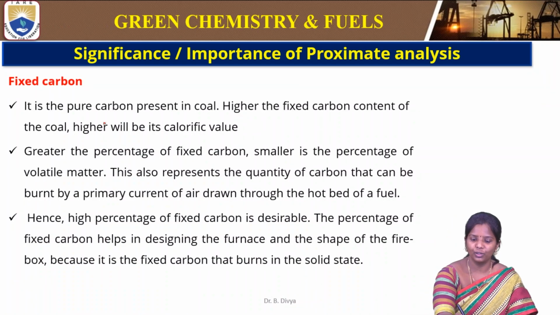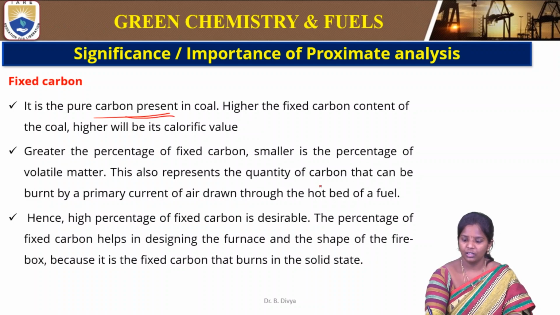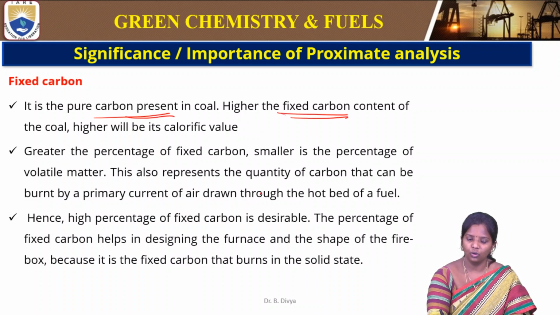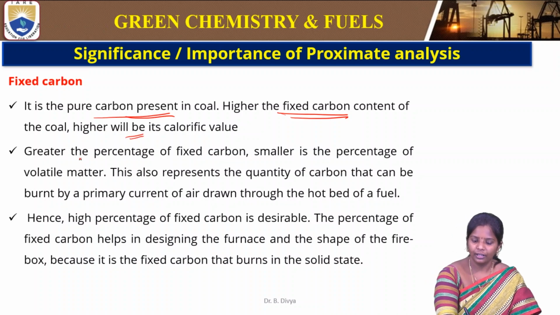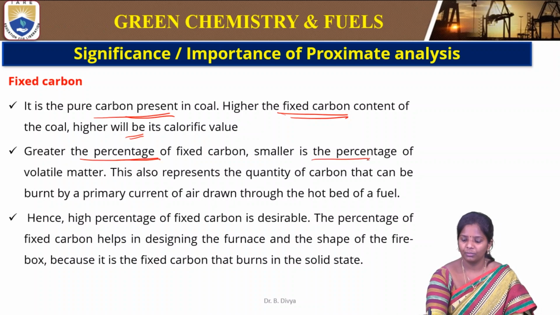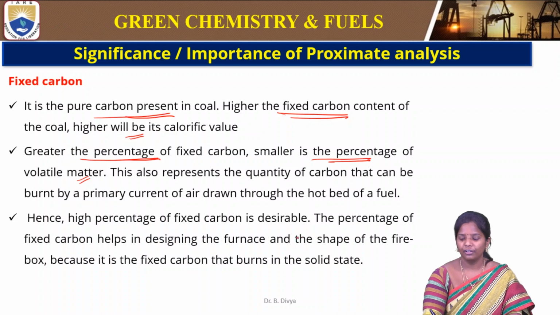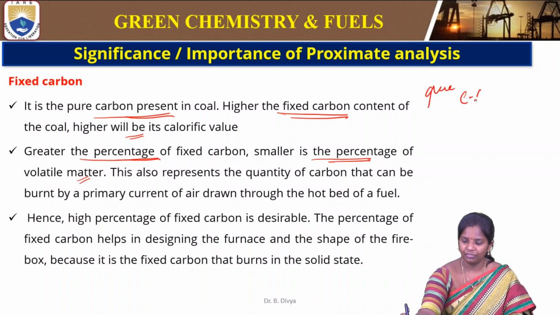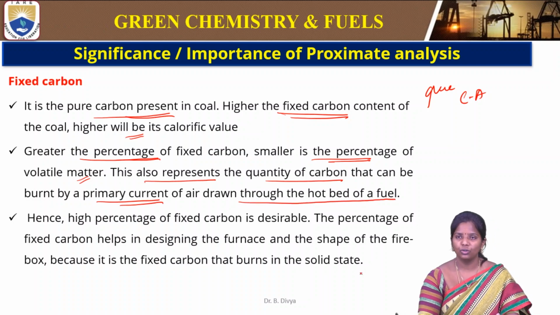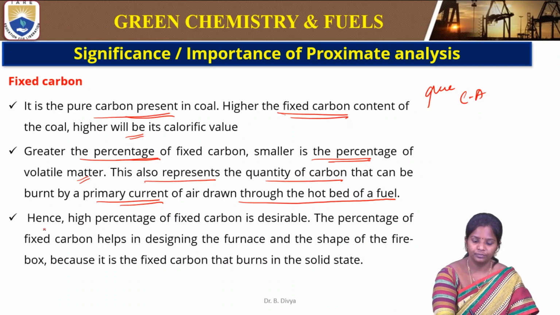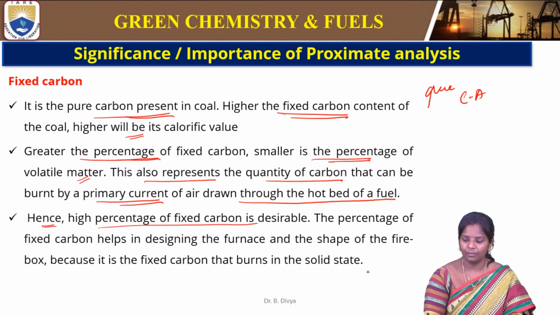Fixed carbon is the pure carbon present in the coal. The higher the fixed carbon content of the coal, the higher will be its calorific value. So carbon content should be higher. The greater the percentage of fixed carbon, the smaller the percentage of volatile matter, and therefore the calorific value will increase. This also represents the quantity of carbon that can be burnt by the primary current of air drawn through the hot bed of fuel. So the higher the carbon, the better the quality and the higher the calorific value. Hence, a high percentage of fixed carbon is desirable.